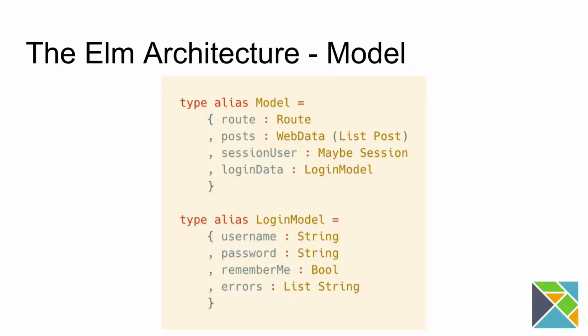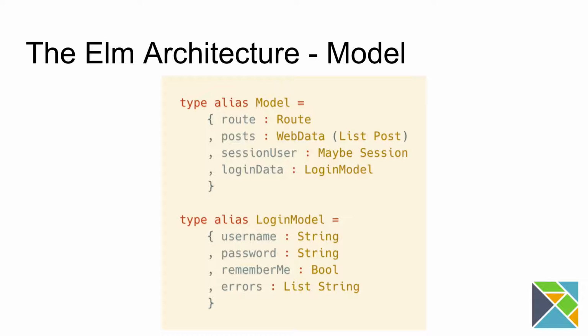For example, there is login data, which is of login model type. So there is another set of fields dedicated to that. Others are mostly from the library. So route is from the routing library. WebData is from an API helper library. Maybe is a monad.